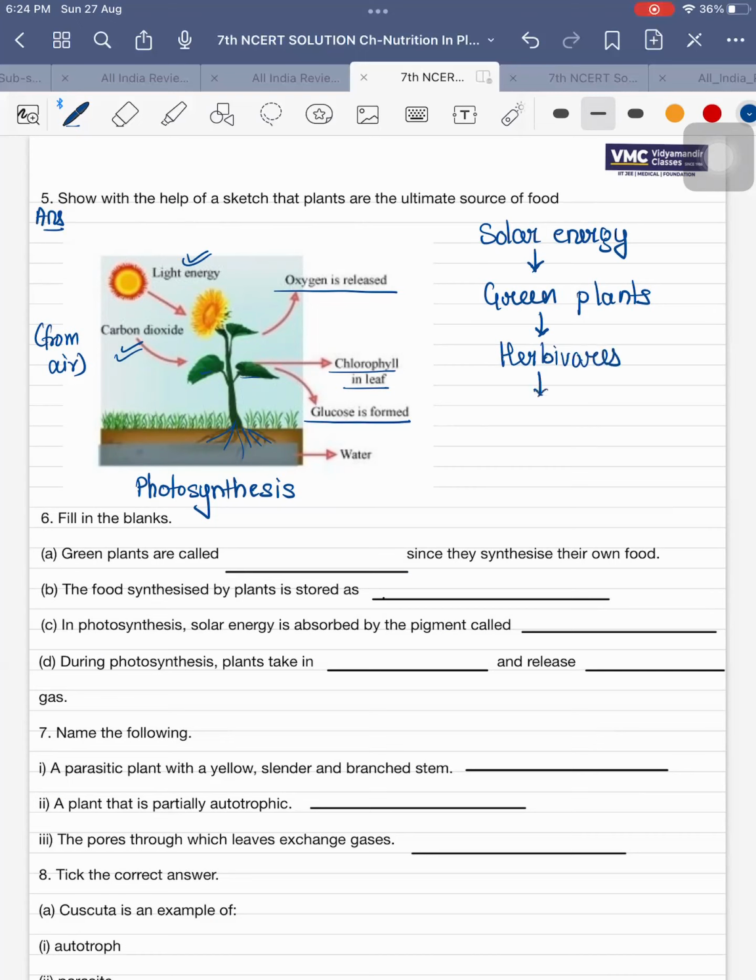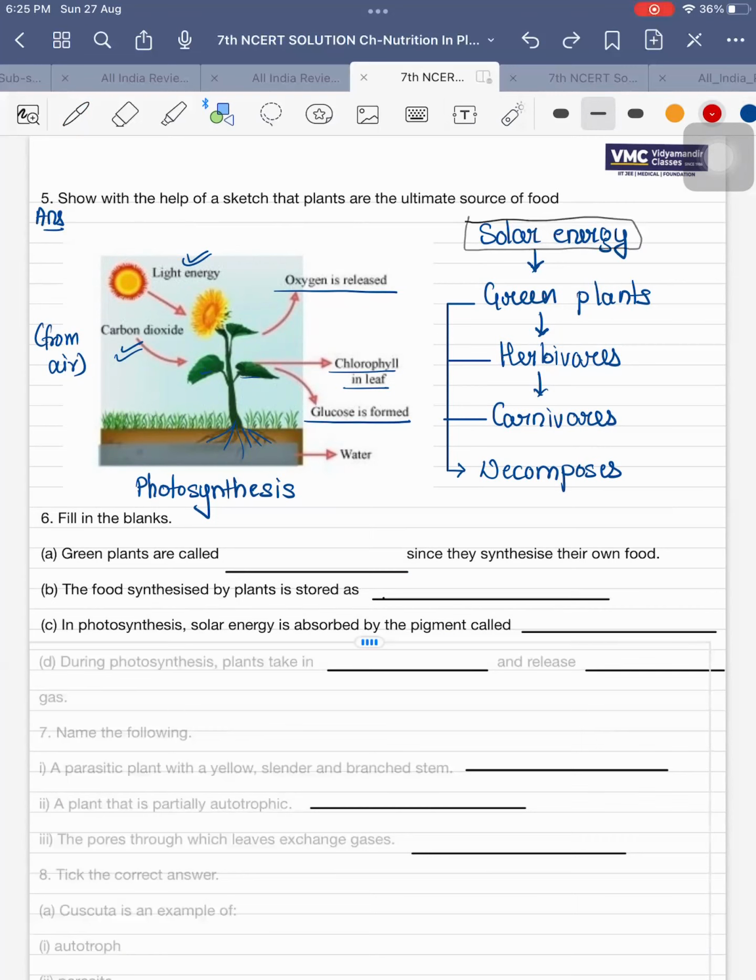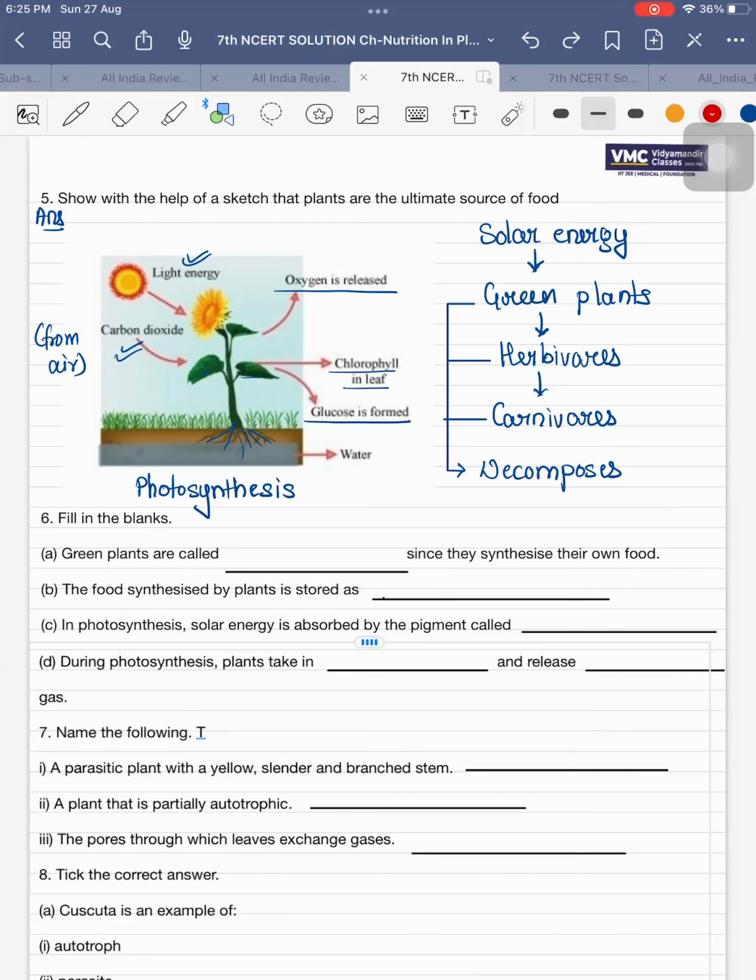Herbivores are eaten by carnivores. And we all know that these green plants, herbivores, and carnivores can be decomposed by decomposers. So through this flow chart, we can see that first solar energy is taken by the green plants, and green plants are eaten up by herbivores.